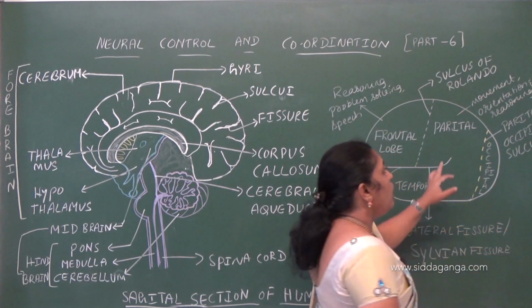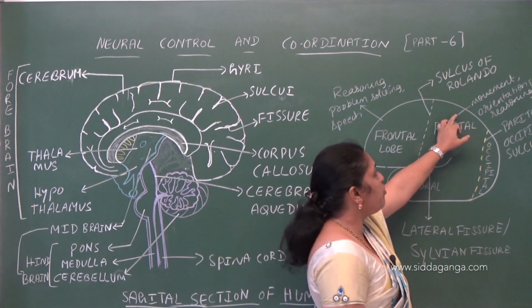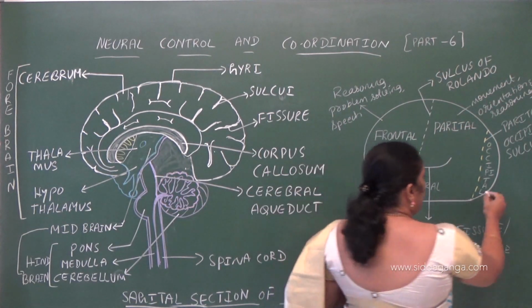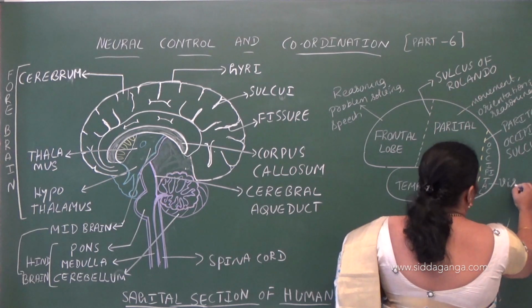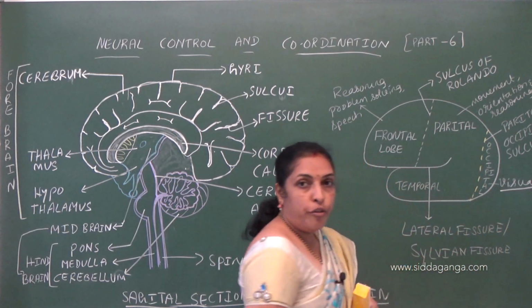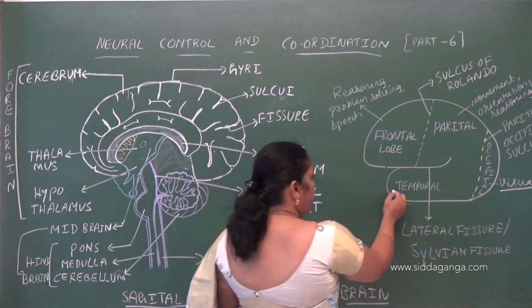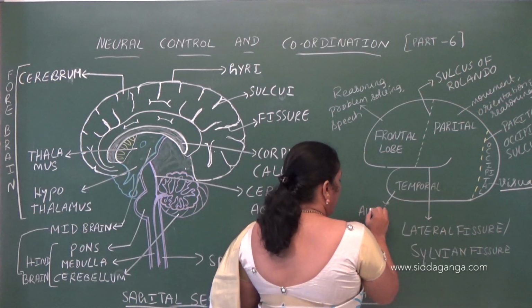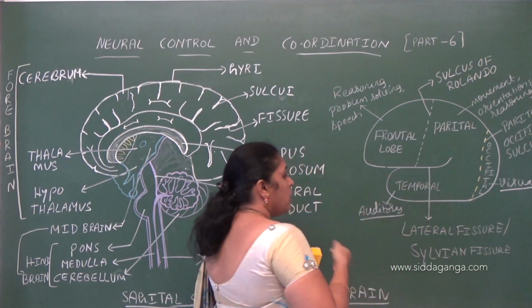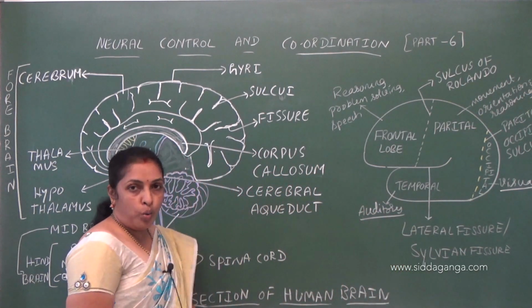So, in the parietal lobe, we see processing of movement, orientation and reasoning. In the occipital lobe, we see visual processing. In the temporal lobe, we see auditory processing. That means hearing. So, this is about the different lobes.